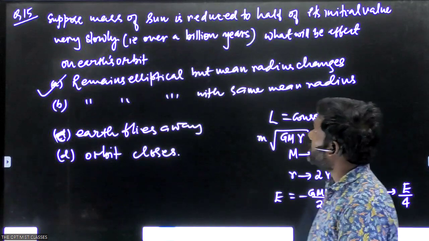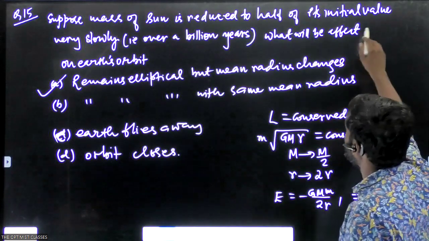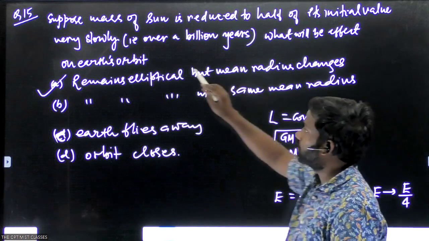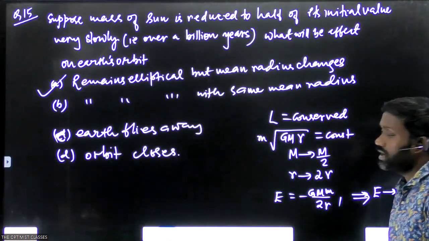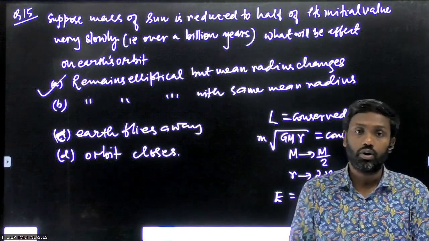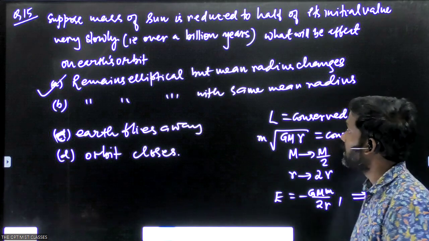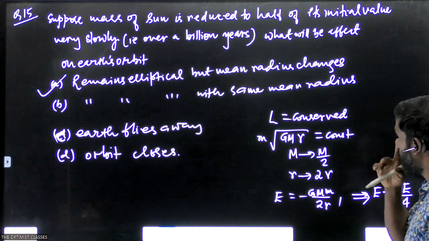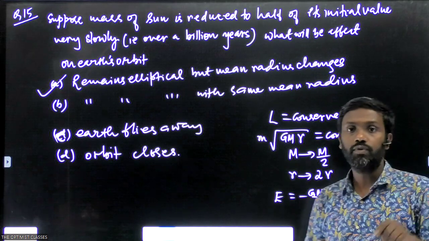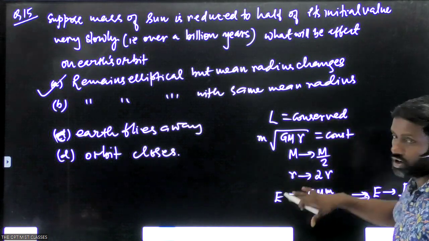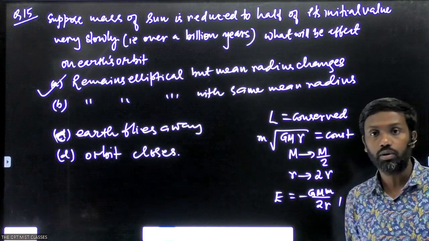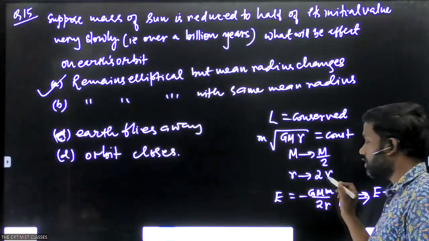Now the question says, suppose the mass of the sun reduces to half its initial value very slowly over a billion years. What will be the effect on Earth's orbit? If the mass of the sun slowly decreases, the Lagrangian will become time dependent, so energy will not remain conserved. But angular momentum will remain conserved. So if you consider angular momentum conservation, you will conclude that if mass is becoming half, roughly, if you talk about a circular orbit, see, I have written this down for a circular orbit. Here the question also talks about mean radius, so roughly we are talking about a circular kind of orbit. So the radius of the circular orbit will become twice.